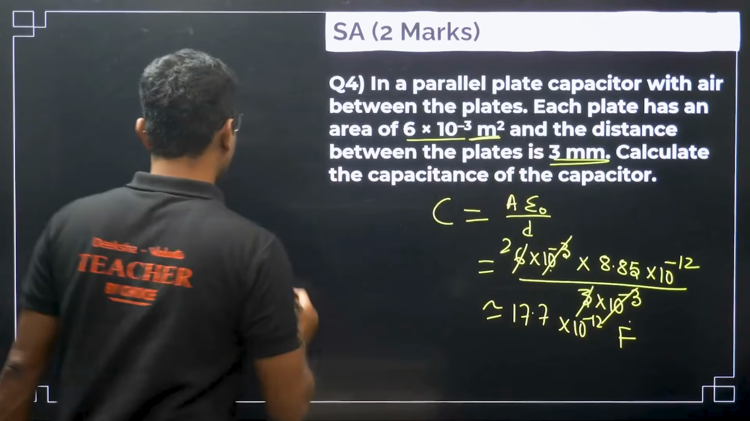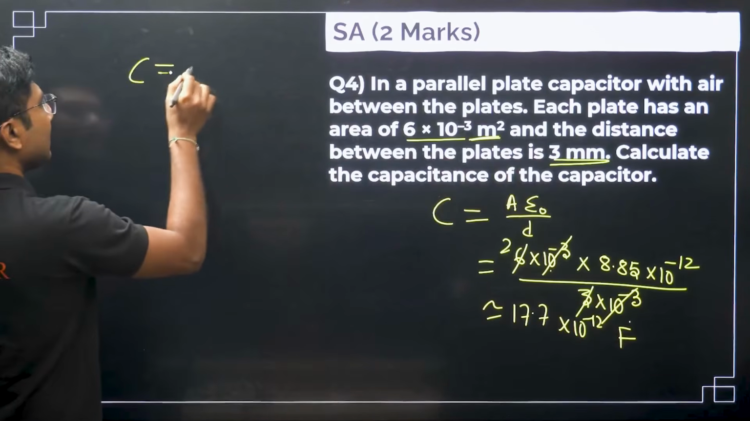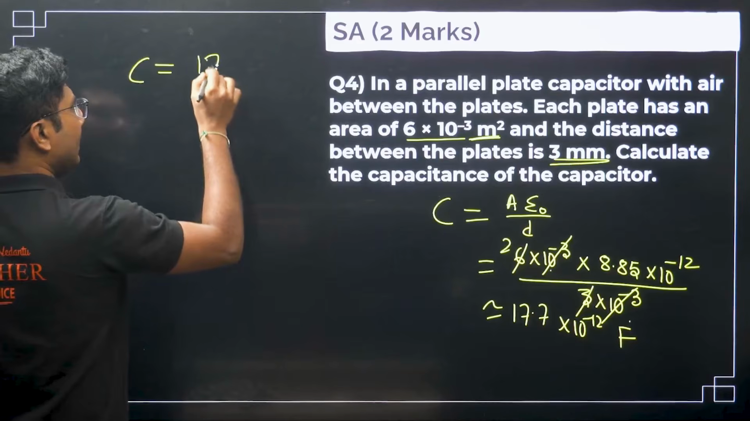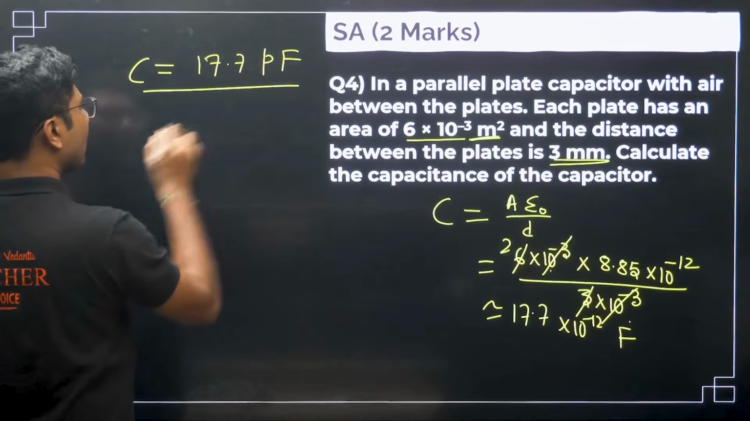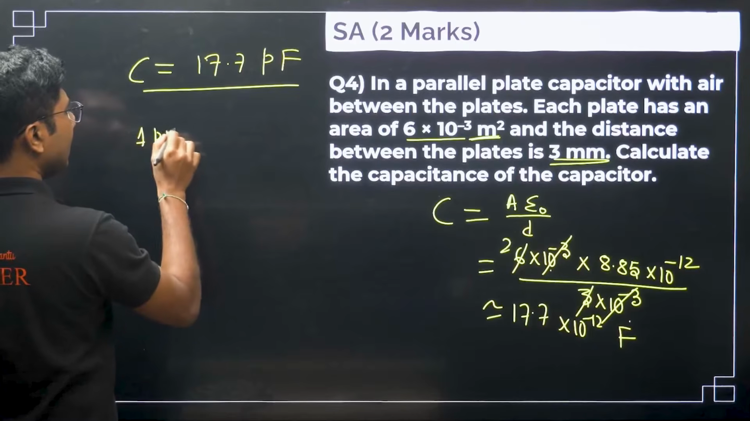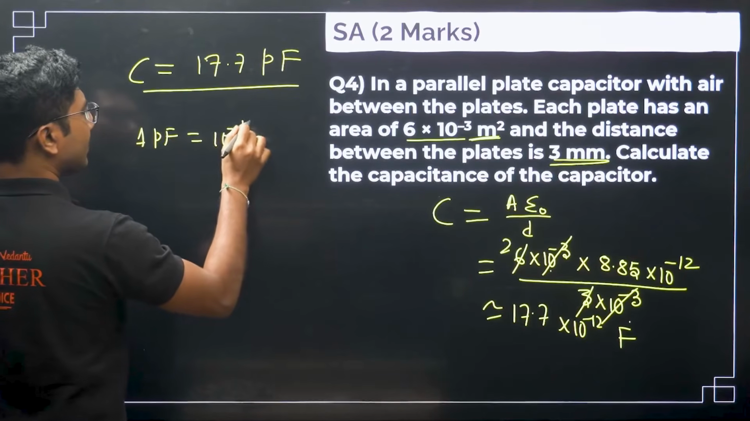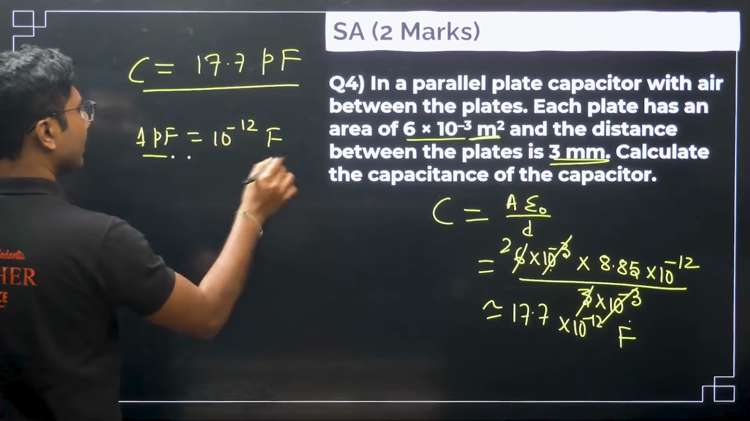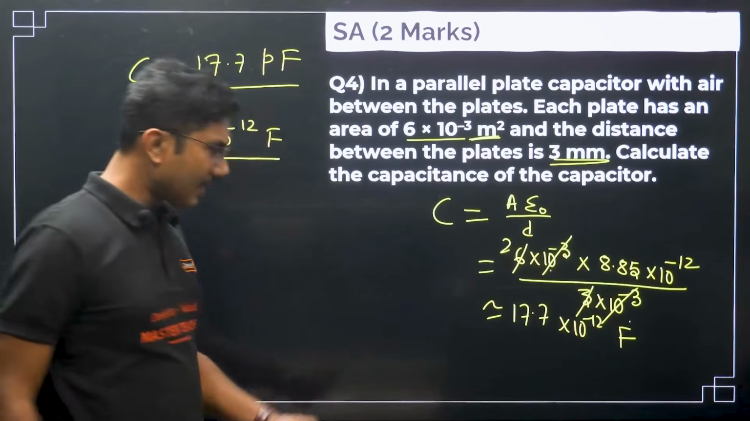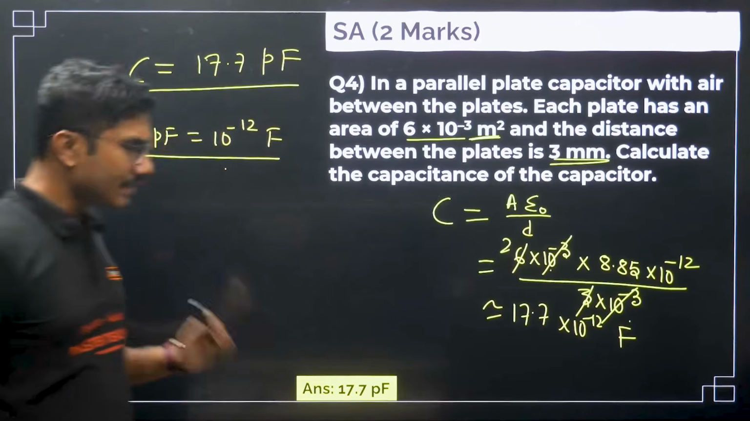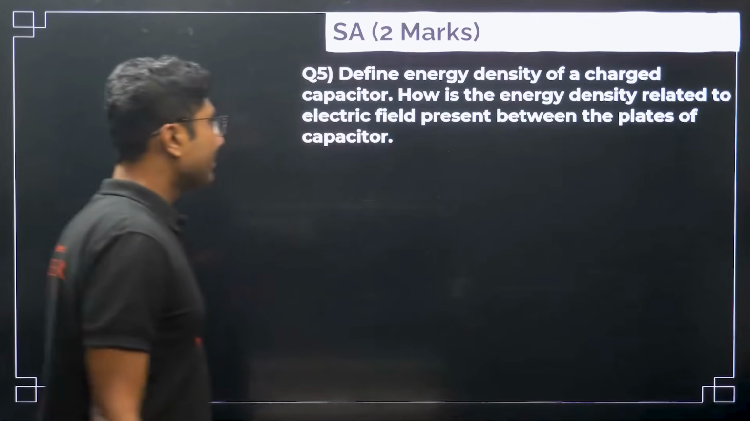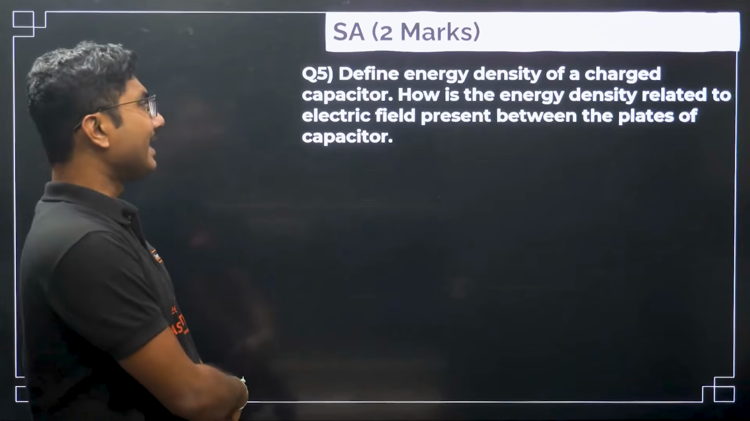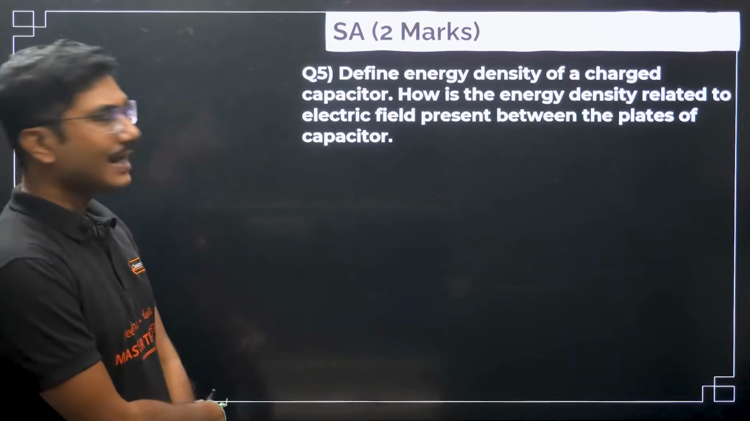Okay, so capacitance can be written as 17.7 picofarad. Okay, 1 picofarad is basically 10 to the power of minus 12 farad. So we have converted it into picofarad. Let's check the answer. Answer is 17.7 picofarad. Okay, now next question, define energy density of a charged capacitor.